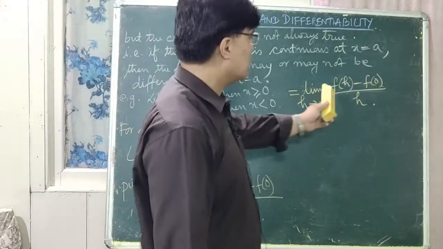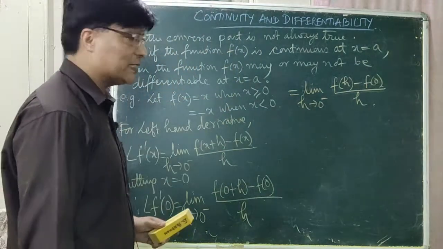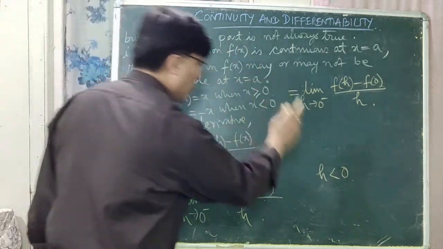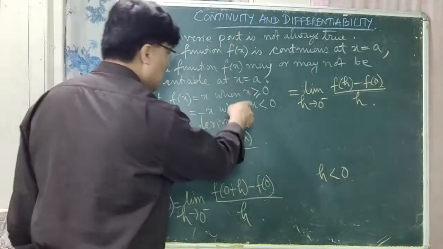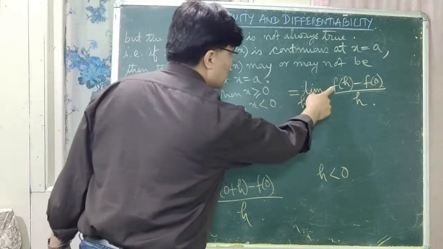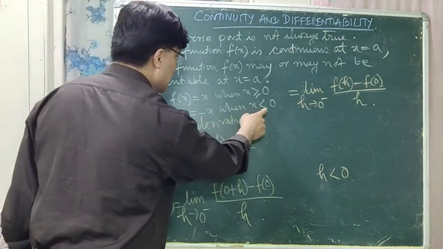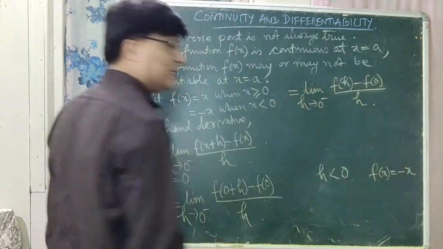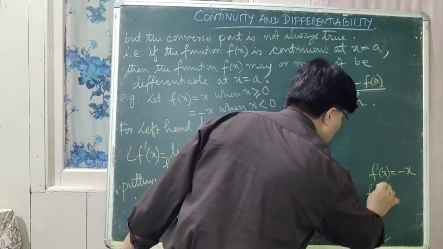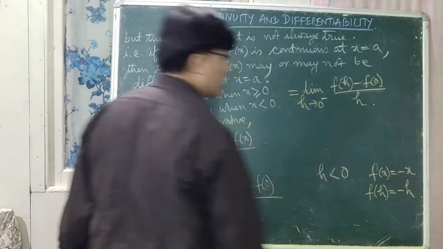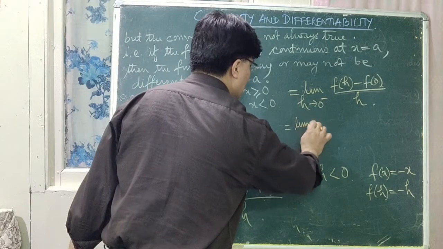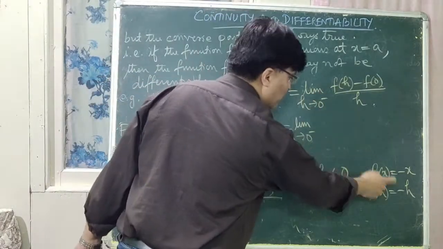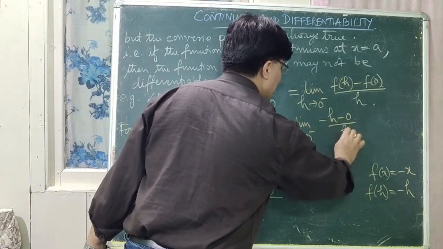Now limit h tends to 0 minus, you should know the value for f of h from here, right? So h tends to 0 minus means h is less than 0. So when h is less than 0, that means you should check at x less than 0, because you should know the value for f of h from here. When x is less than 0, what is the value for f of x? That is your minus x. So f of x is equal to minus x, right? So put x is equal to h now. So f of h is equal to minus h. So which is equal to limit h tends to 0 minus, f of h is minus h, minus 0 divided by h.